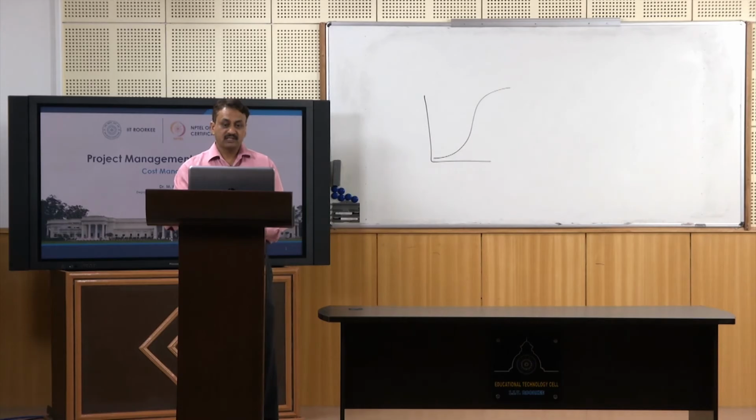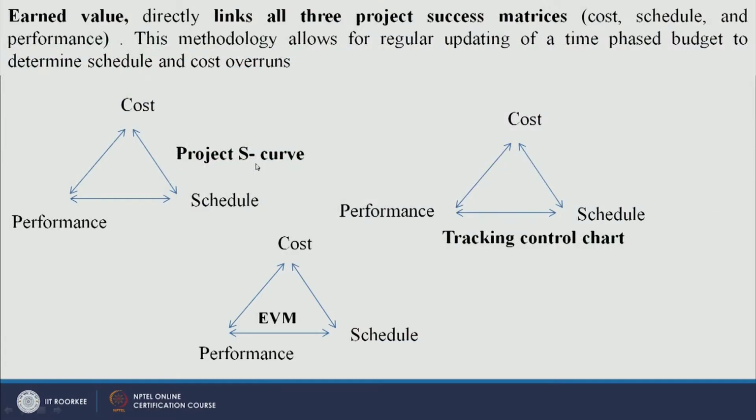Let us look at all these three methods. We have seen the project S curve, which compares cost and schedule. Not actually compares, but looks at only the cost aspect and the schedule aspect. If you look at the Gantt chart, it looks at only schedule and performance, but does not look at cost, while earned value management focuses on all these three.